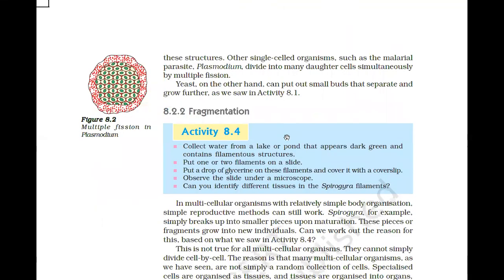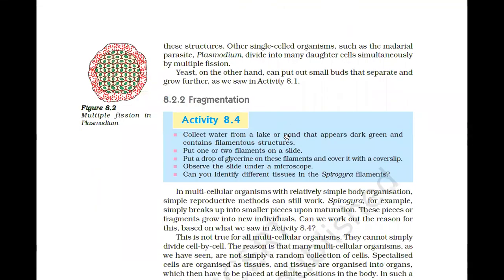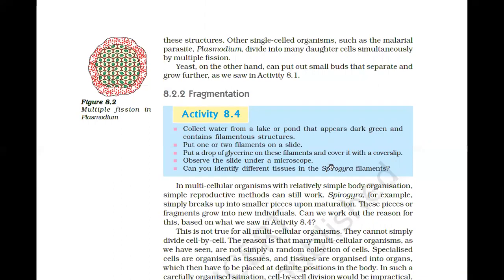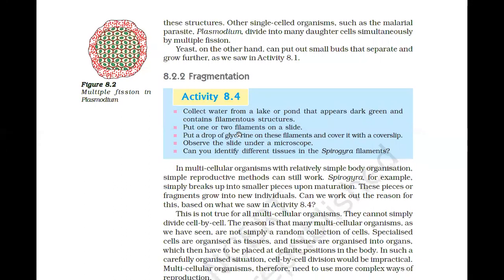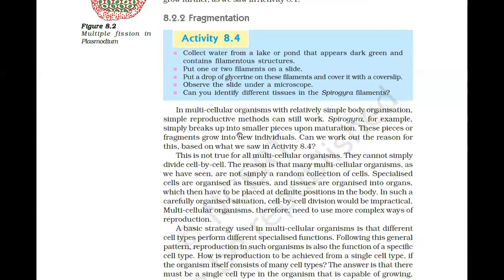Other single-celled organisms, such as the malarial parasite Plasmodium, divide into many daughter cells simultaneously by multiple fission. Yeast, on the other hand, can put out small buds that separate and grow further, as we saw in activity 8.1. Fragmentation. Activity 8.4. Collect water from a lake or pond that appears dark green and contains filamentous structures.